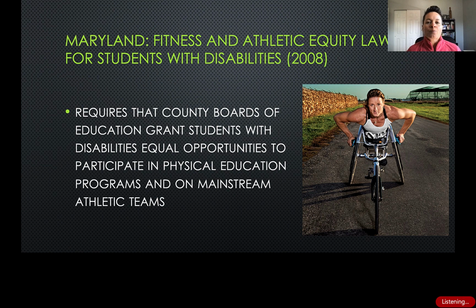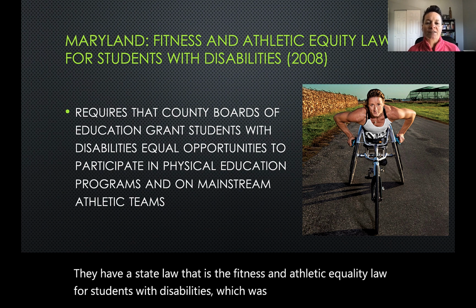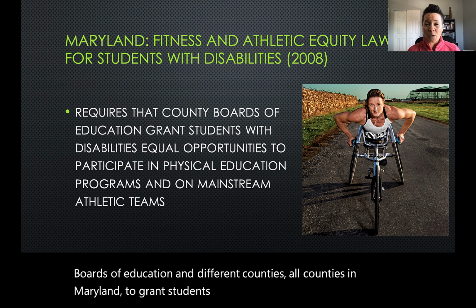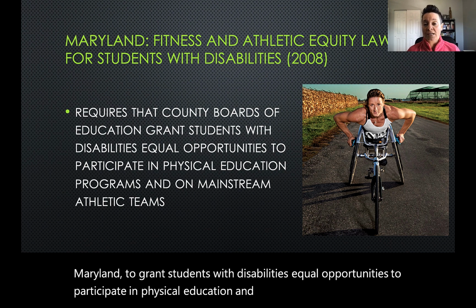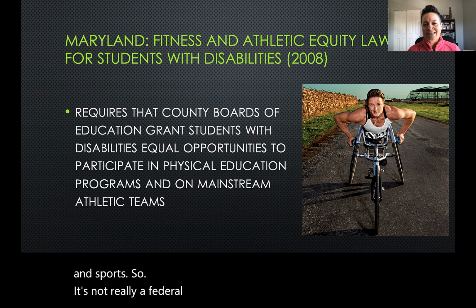All right, so based upon that video, we can see that in Maryland, they have a state law that is the Fitness and Athletic Equality Law for students with disabilities, which was passed in 2008 and requires boards of education in different counties, all counties in Maryland, to grant students with disabilities equal opportunities to participate in physical education and mainstream athletic teams and sports. So it's not really a federal law, as stated in the video. It is a state law for the state of Maryland.